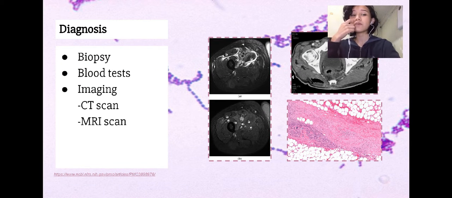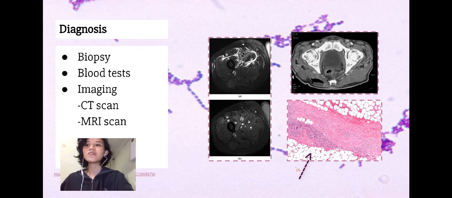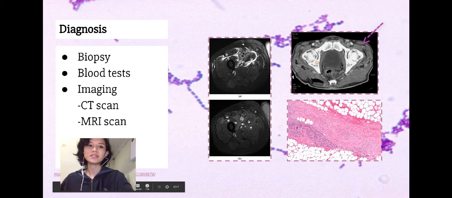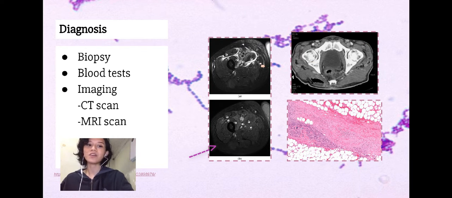There are several ways to diagnose necrotizing fasciitis. This includes biopsy, which is extracting and examining cells or tissues to determine which kind of disease is present. Then we have blood tests and imaging, such as MRI scan and CT scan. So here is an example of a biopsy of necrotizing fasciitis. This one is a CT scan, and this one is an MRI scan of necrotizing fasciitis of the thigh.